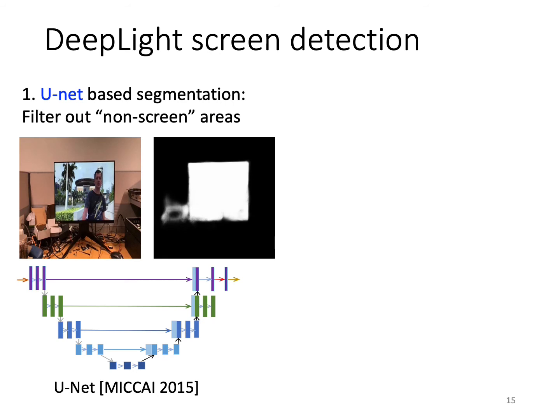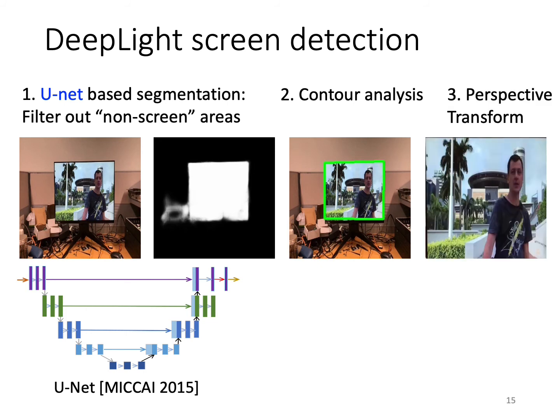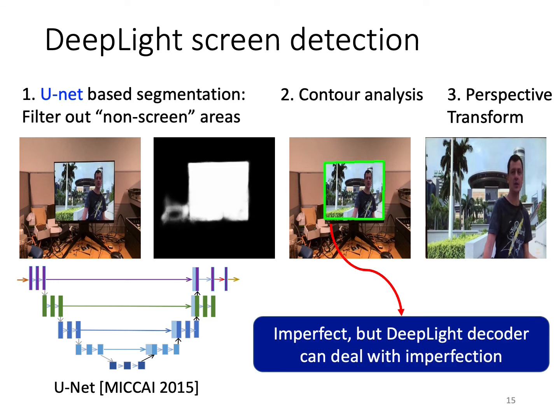We propose a hybrid method for screen detection. First, the system applies a U-Net to segment or filter out the non-screen pixels. Then it analyzes the contour of the segmented image to detect the 4 edges of the screen. Then it extracts the screen area. Of course, this is not perfect, but okay for the DeepLight holistic decoder. So now we have everything we need for a screen-camera communication system.